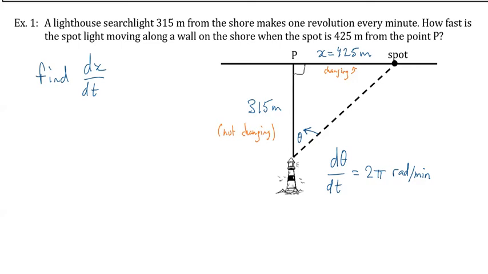Tan. Tan theta is opposite over adjacent. So tan theta is opposite, which is x because it's changing, over 315 because it is not changing. Very nice. What about that third side in the triangle, the hypotenuse?